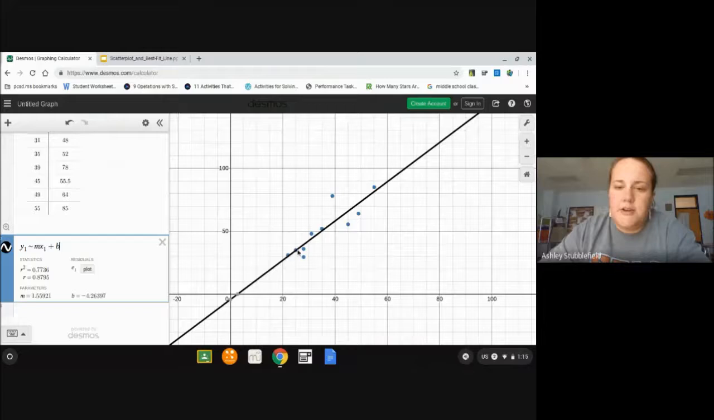It goes through the center of our data points. We've got some points above the line. We've got some points below the line. And if you'll look over here, it will actually tell us the equation for our line. So this M right here would be our slope, which should be close to 1.56. And the B value right here would be your y-intercept. So if we were going to write an equation, it would be y equals 1.56 if you rounded X minus 4.26 if we rounded that also.